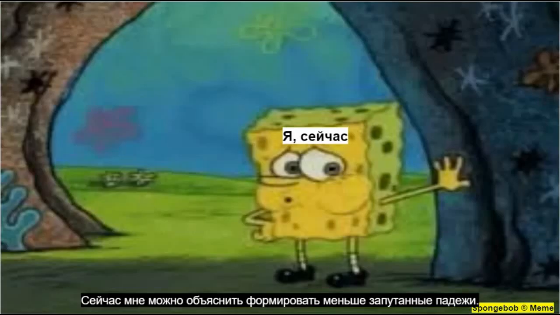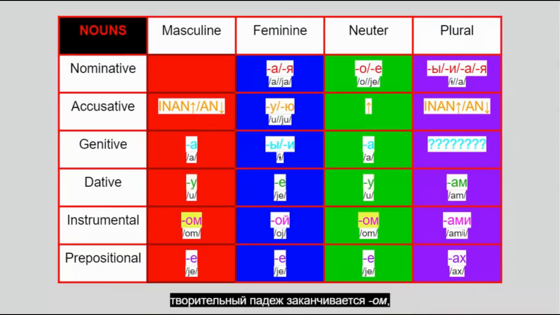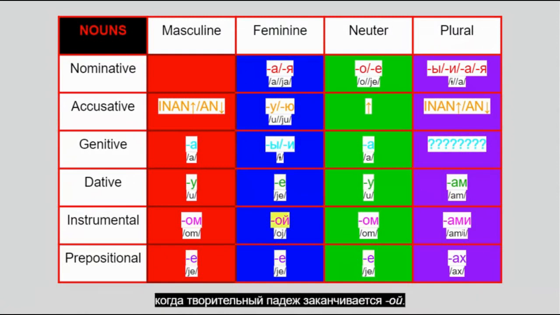Now I can explain how to make the less convoluted cases. For masculine and neuter nouns, the dative case ends with u, the instrumental case ends with om, and the prepositional case ends with ye. For feminine nouns, the dative and prepositional cases both end in ye, while the instrumental case ends with oy. For plural nouns, the dative suffix is am, instrumental is amye, and prepositional is ach.